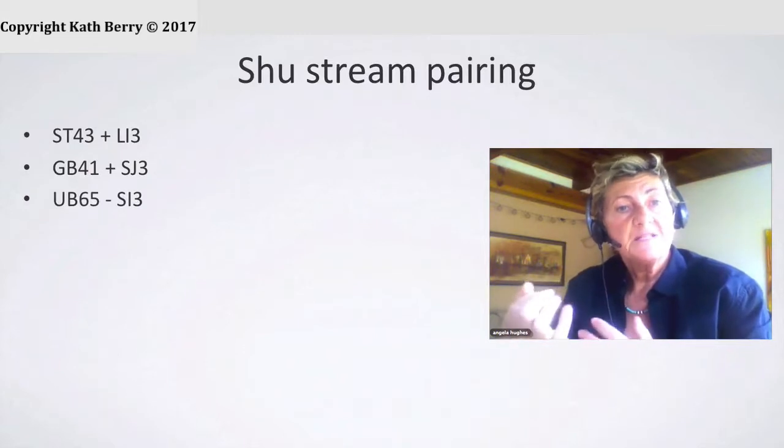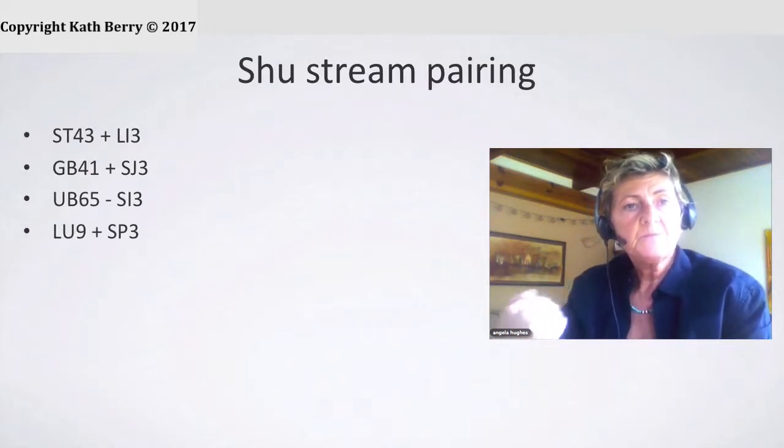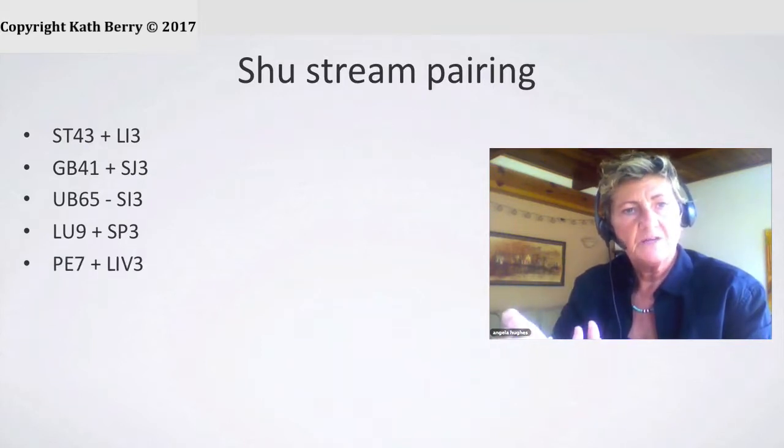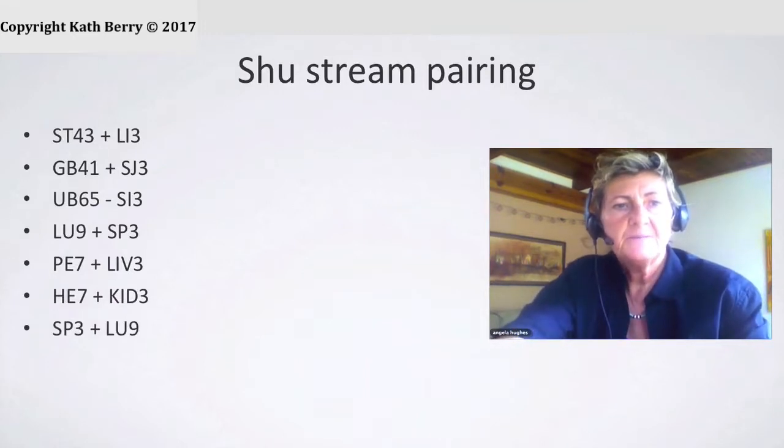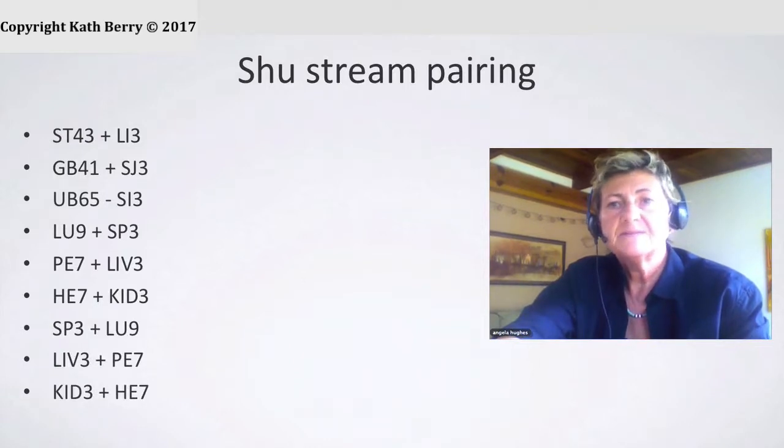UB65 with SI3, lung 9 with spleen 3, pericardium 7 with liver 3, heart 7 with kidney 3, spleen 3 with lung 9, liver 3 with pericardium 7, and kidney 3 with heart 7.